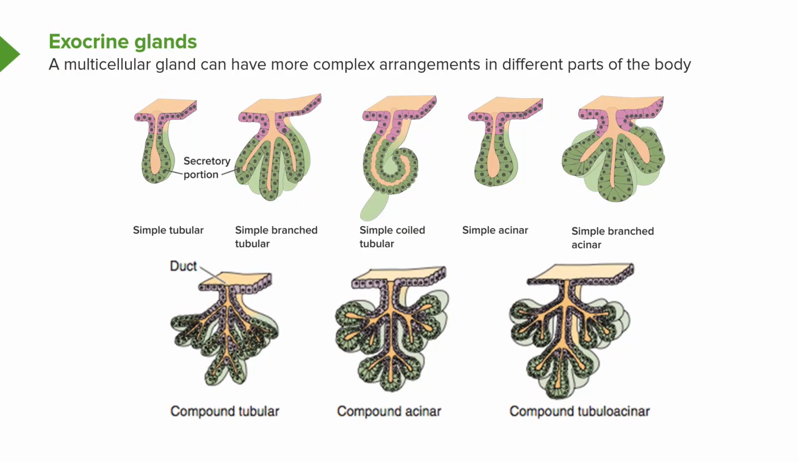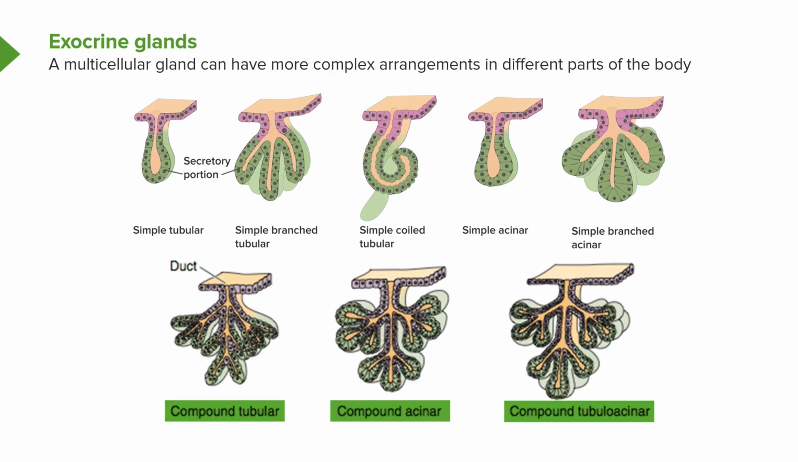And so we can further classify multicellular glands as having ducts. And if the ducts don't branch, we call it a simple gland. But if the duct branches, like you see in the 3 diagrams down in the bottom of this slide, we call it a compound gland.